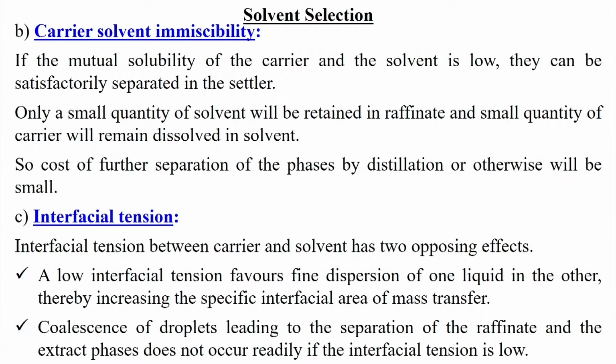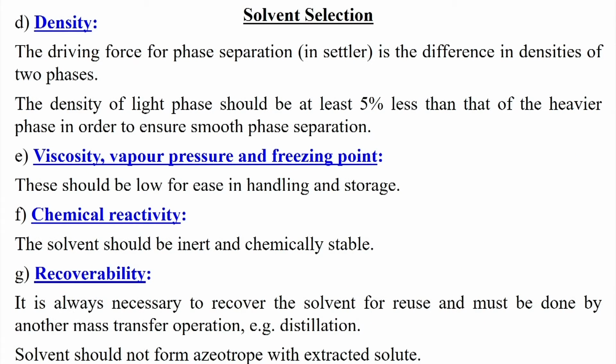Whenever we talk about density, the driving force for the phase separation in the settler is the difference in the densities of the two phases, because once the extraction process is over, we need to wait a long period of time to separate the carrier phase and the extract phase in the settler. So the density of the lighter phase should be at least 5% less than that of the heavier phase in order to ensure smooth phase separation. Otherwise, it will remain a miscible system and we will not be able to separate the phases very easily.